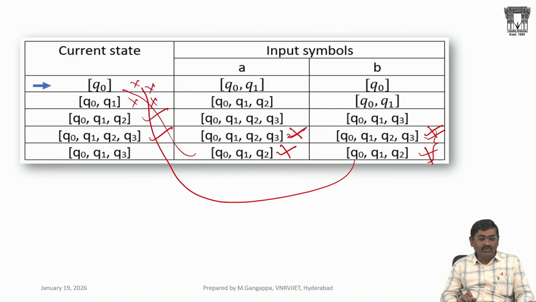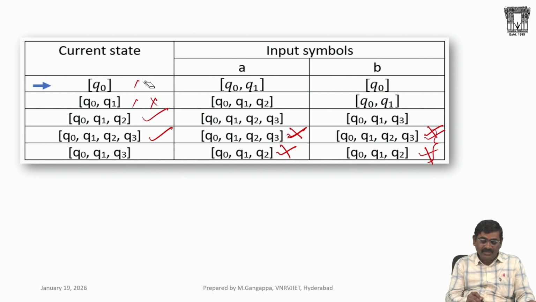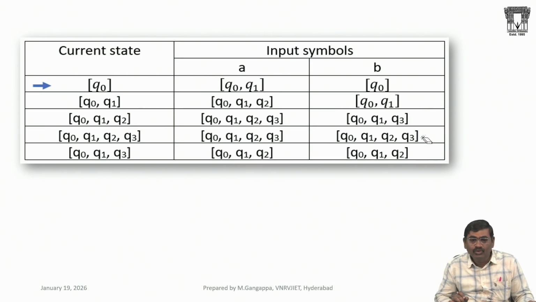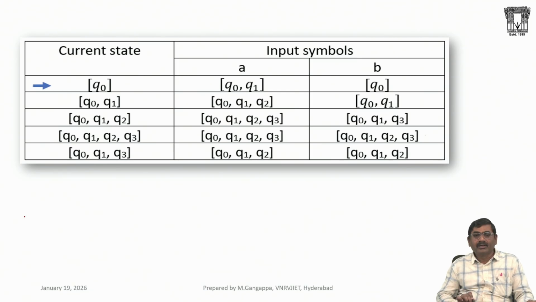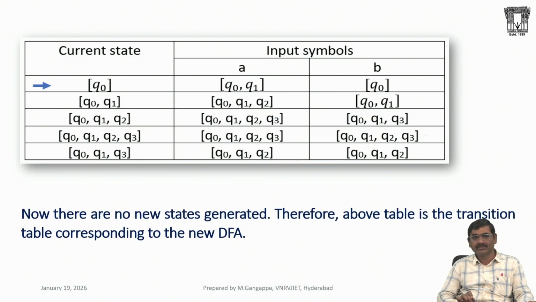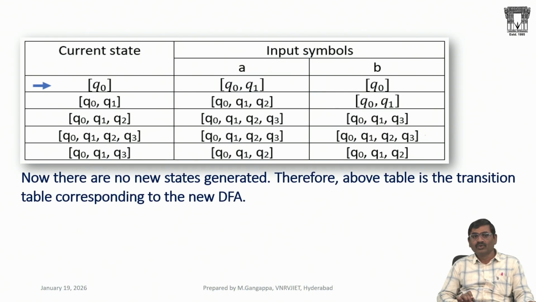So there are no more new states generated in this step. Therefore, we can stop the conversion step, and we should mark the initial states as well as final states in the DFA diagram. Let us see one by one. So there are no new states generated here. Therefore, the above table is the transition table corresponding to the new DFA. So this is the DFA table, right?